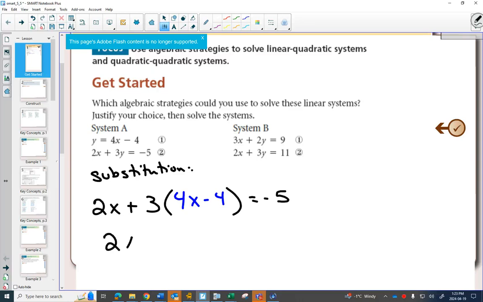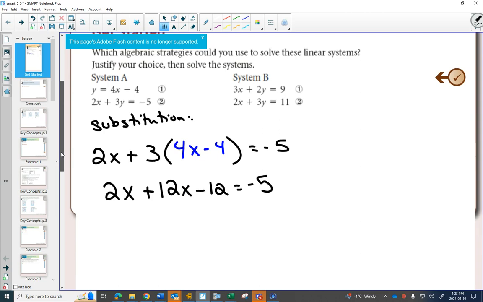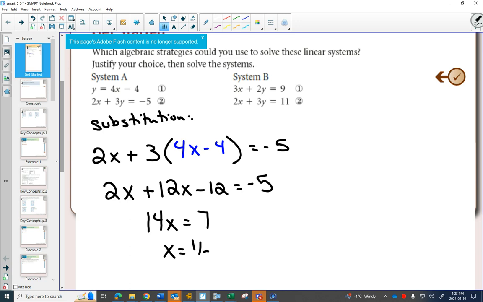So if I can distribute this 3, that'll give 12x minus 12 equals negative 5. We're having some magic happening today in our notes. And I have some like terms, the 12x, the 2x and the 12x. That would make 14x. I move the 12 over to the other side by adding 12 to both sides, which gives me plus 7. And divide by 14, 7 over 14. That gives me that x has to be a half. So the substitution allowed only one variable in an equation, and then you can solve for it.